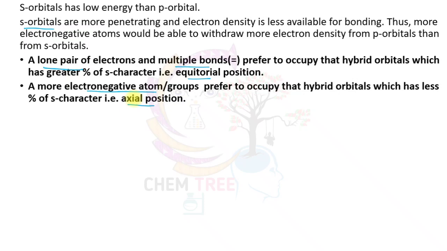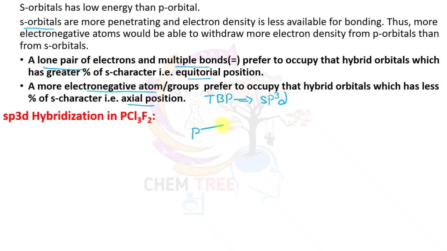This can be explained with the example of trigonal bipyramidal sp3d hybridized PCl3F2. We know that it has trigonal bipyramidal geometry. Phosphorus is the central atom.